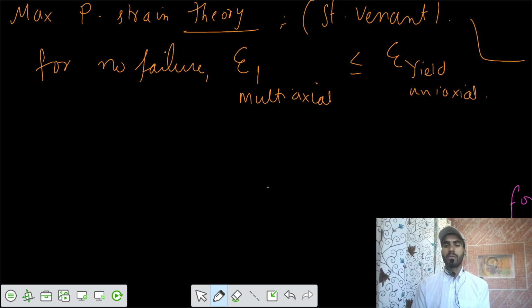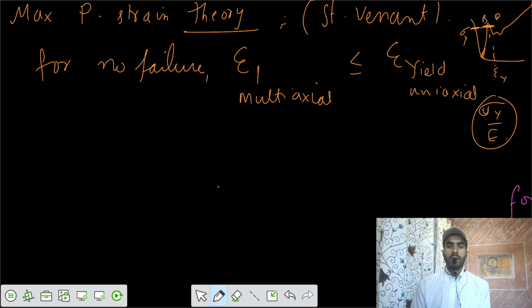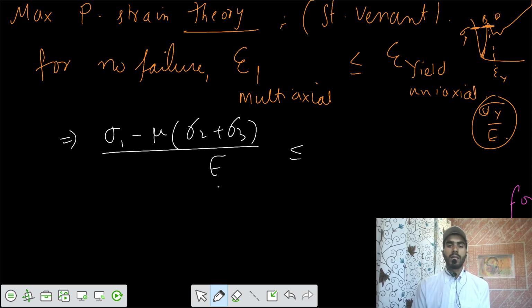When we performed that test, we know that for steel we had that curve. The yield stress was at that point, so we call it the yield stress. Based on Hooke's law, the yield strain is sigma y by E. For multi-axial loading, the major principal strain epsilon 1 equals sigma 1 minus mu times sigma 2 plus sigma 3, by E. That should be less than or equal to the yield strain, sigma y by E.